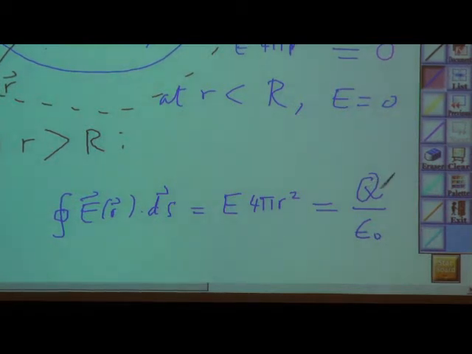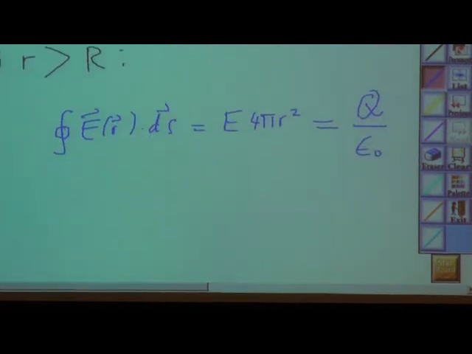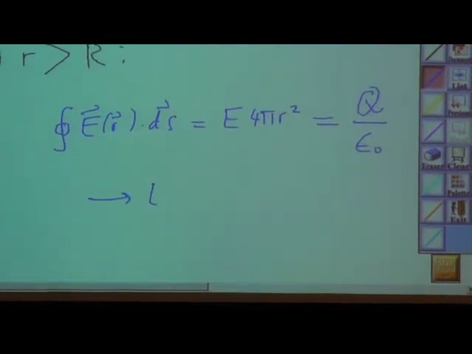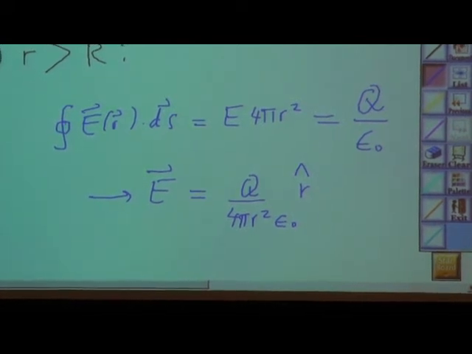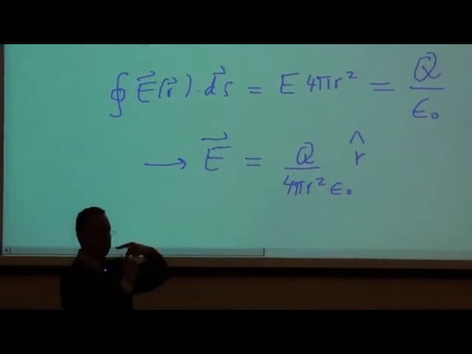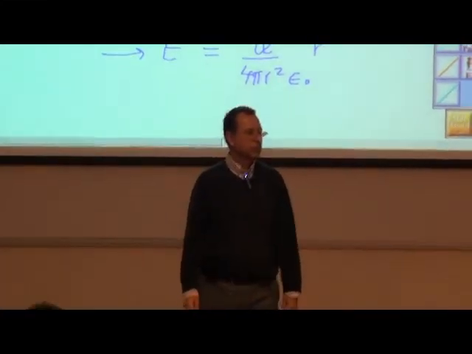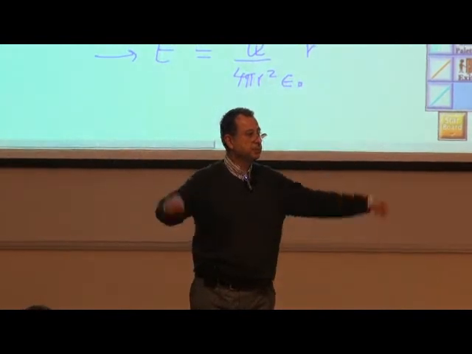Notice I don't write Q of R because it's the whole Q now. Okay? So E equals Q over 4 pi R squared epsilon 0. And in what direction? Let me now write it as a vector. In the radius direction, outward. Why? Because the charge is plus Q. So Gauss's law already gives me the plus sign. Okay? It's outward.